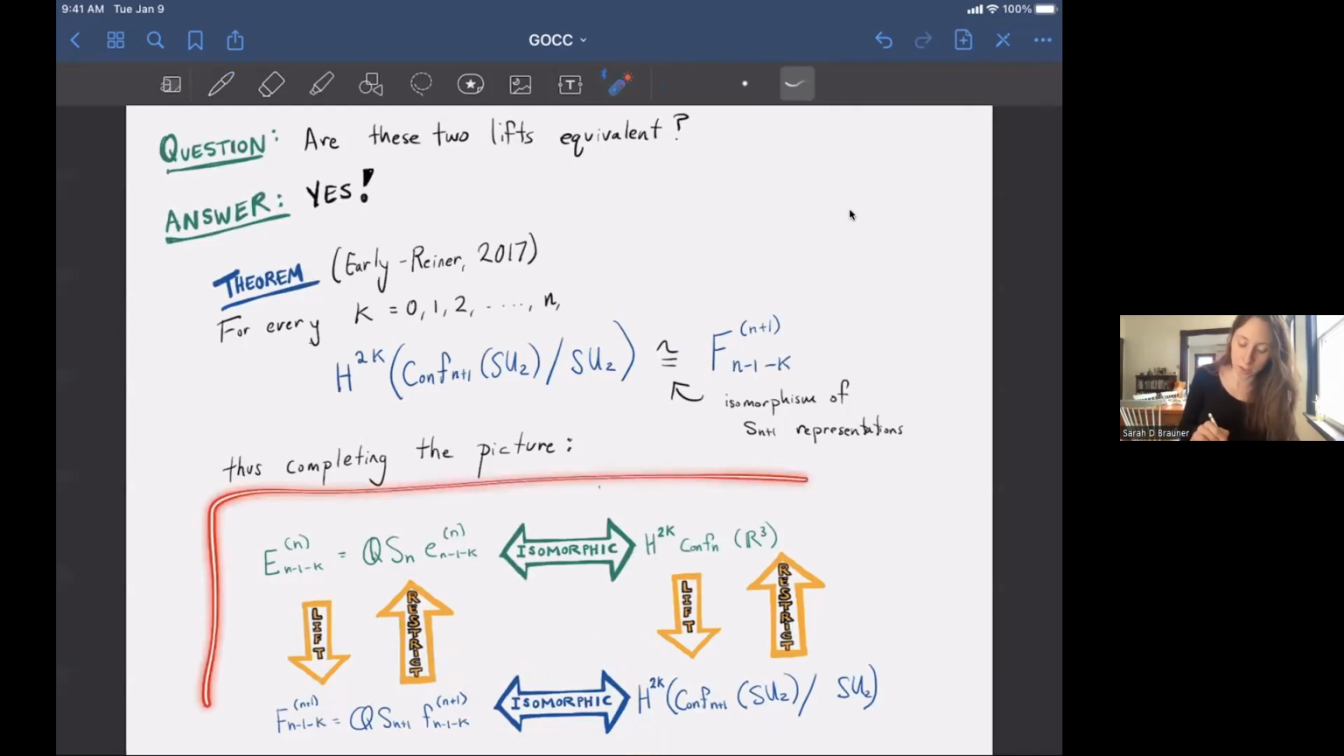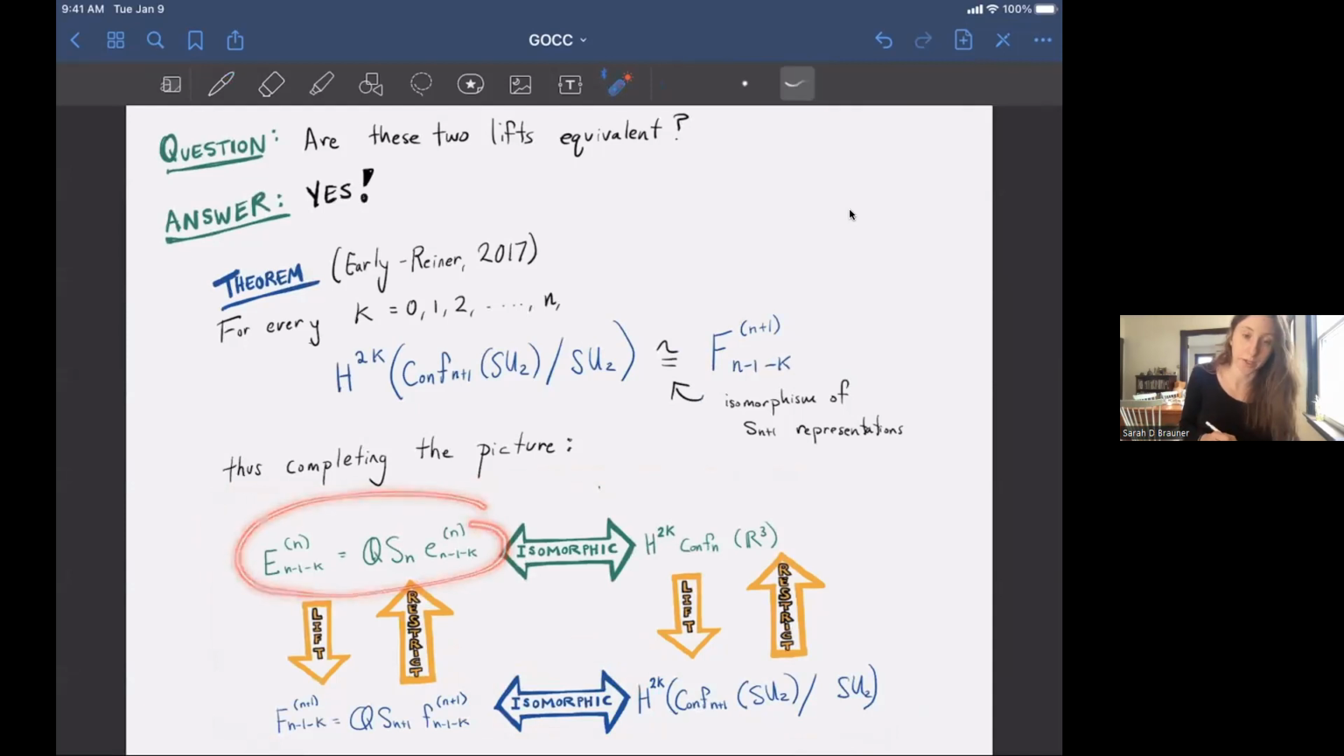Okay, so we now have this complete picture. On the one hand, we started with these Eulerian representations coming from the idempotents, and we saw that they could be described via the pieces of this cohomology ring of the configuration space of R^3. And then we said they lifted to the Whitehouse representations. And now I'm saying those Whitehouse representations can also be interpreted as pieces of a cohomology ring. Okay, questions about this?